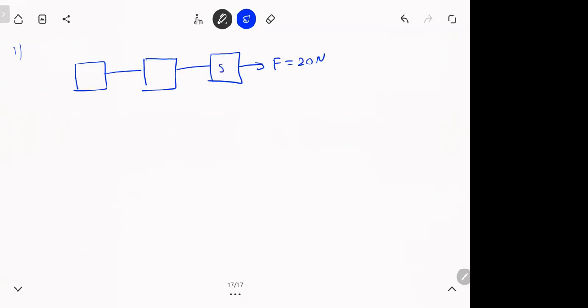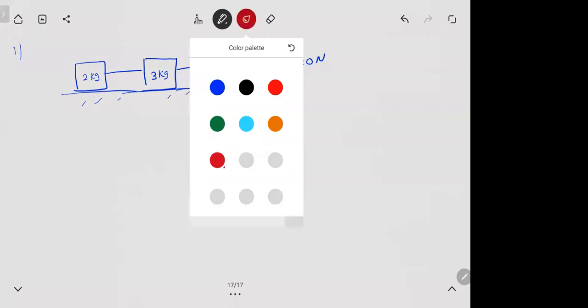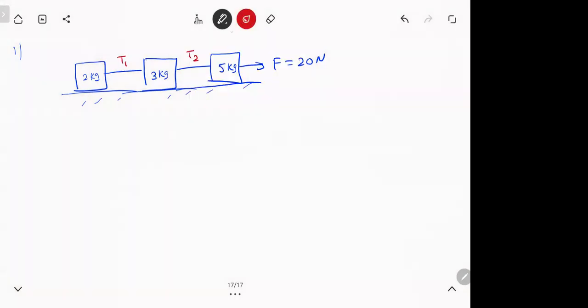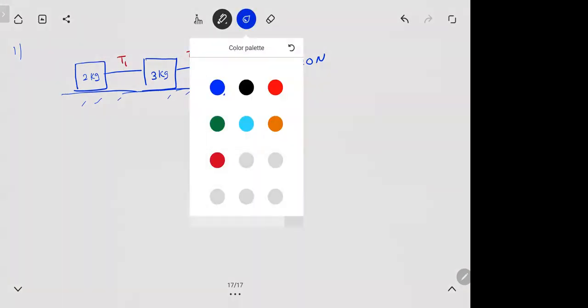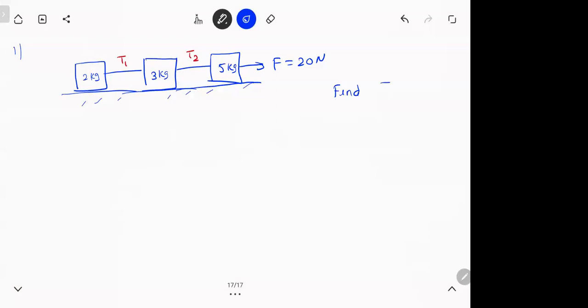F is 20 newtons. This is 5 kg, 3 kg, and 2 kg. So this string tension is T1, this string tension is T2. Find T1, T2. We have done questions like this before.